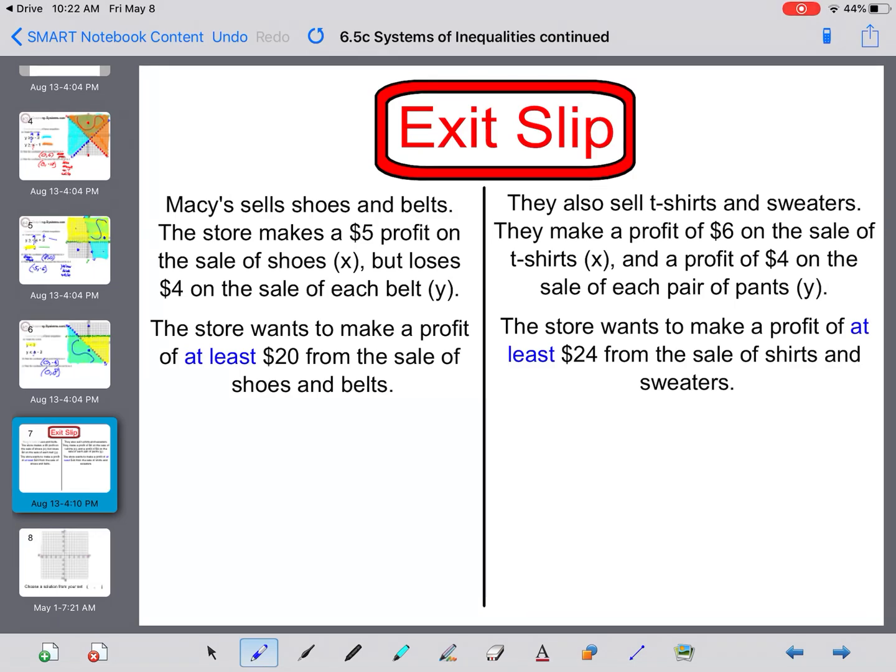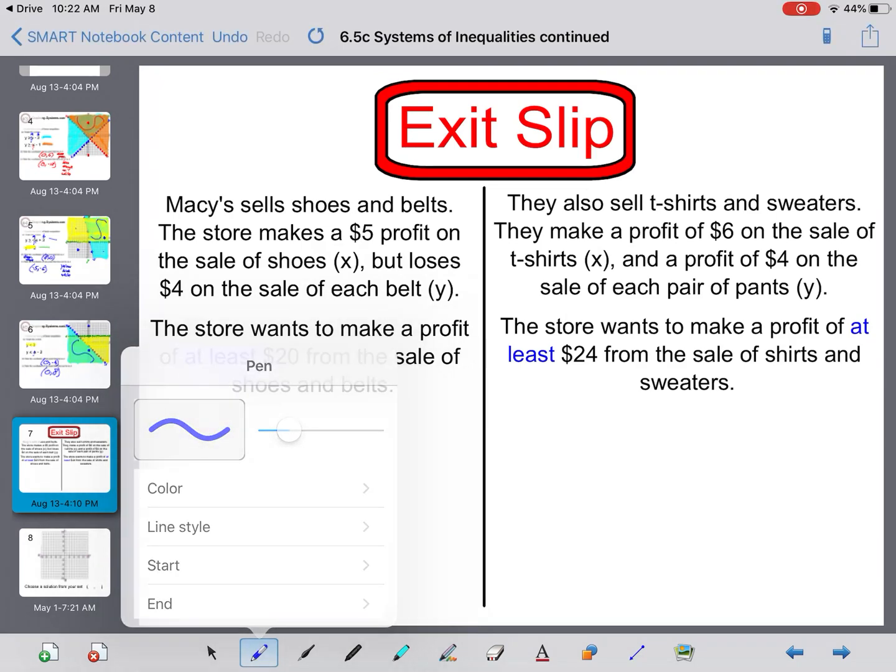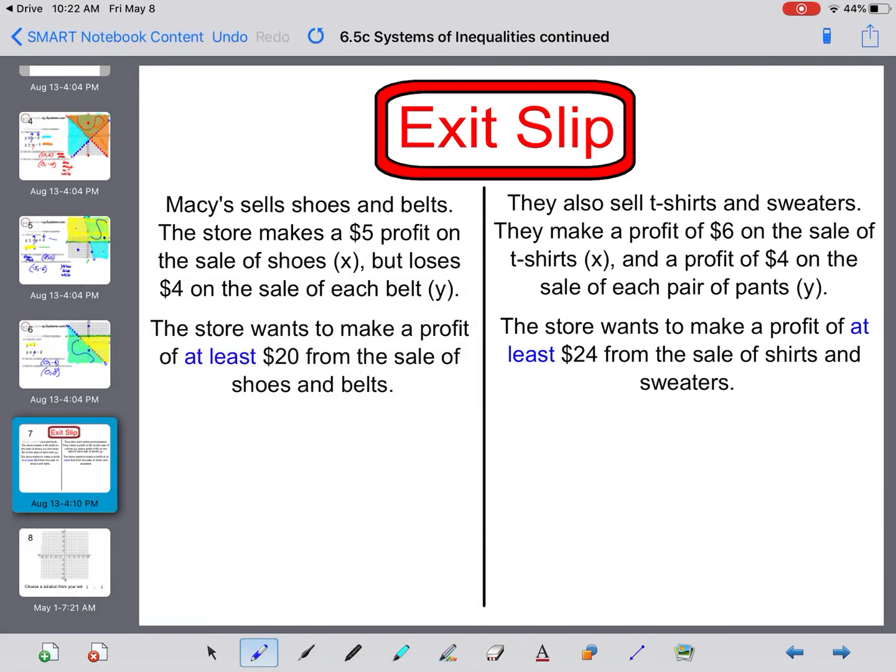Exit slip. Macy's sells shoes and belts. The store makes a $5 profit on the sale of shoes, but loses $4 on the sale of each belt. The store wants to make a profit of at least $20 from the sale of the shoes and the sale of the belts combined. So, we're going to have to write two inequalities. We're going to focus on the first one.